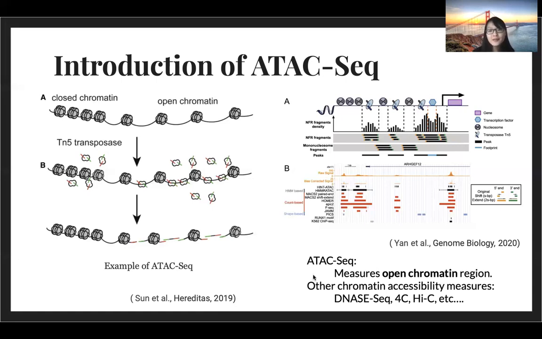There are some other measurements of chromatin accessibility you might have heard about, like DNase-seq, 4C, Hi-C and 3C, etc. I think Shirley mentioned DNase-seq is not as good as ATAC-seq, so most people have switched to using ATAC-seq now. You will hear more about Hi-C, I believe, in the next few weeks. These are just other ways of measuring chromatin accessibility, maybe at the chromatin scale.